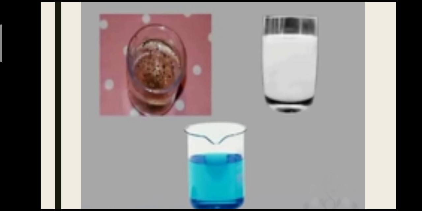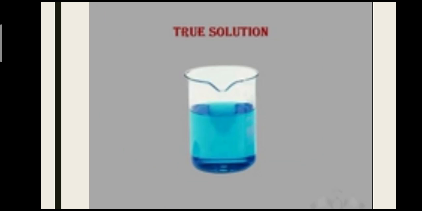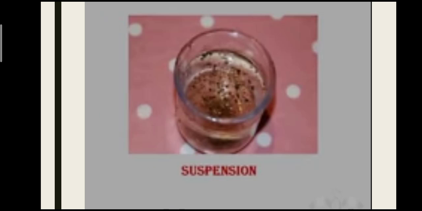Yes, sand in water is a suspension because we see that it is heterogeneous. Its composition is not the same throughout, and it is not stable. That is, if we leave the solution for some time, the insoluble solid settles at the bottom. We can easily separate the sand by using a filter paper. So, this sand in water is a suspension. It satisfies all the three properties.